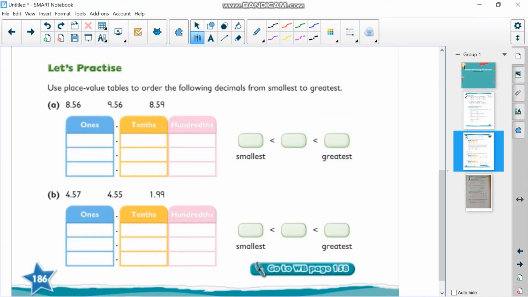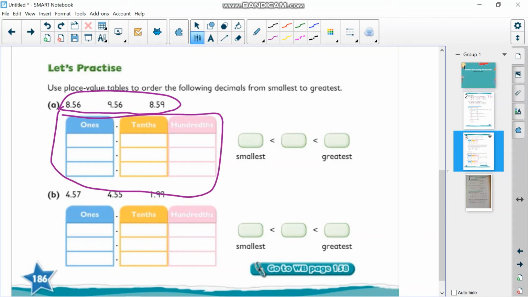For page 186, you have to use the place value tables to order the following decimals from smallest to greatest. So first, you need to put these decimal numbers inside this place value chart or table, and then after that we will arrange it from smallest to greatest. Okay, let me give you one example. Let's start with letter A.